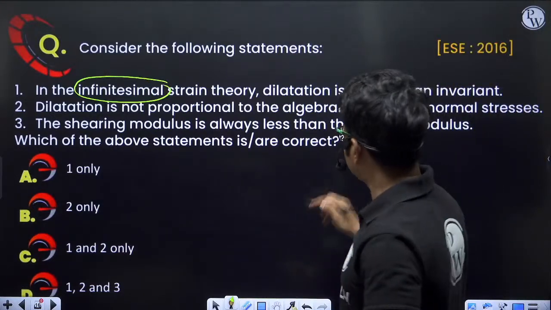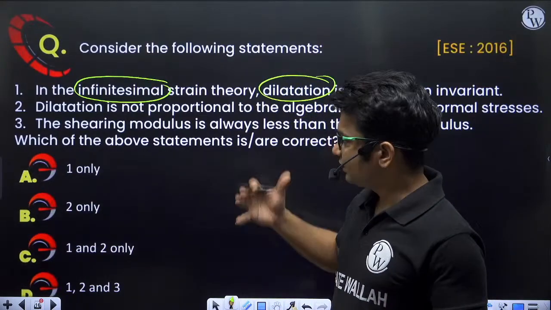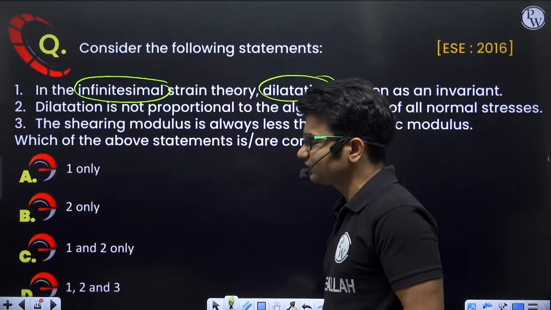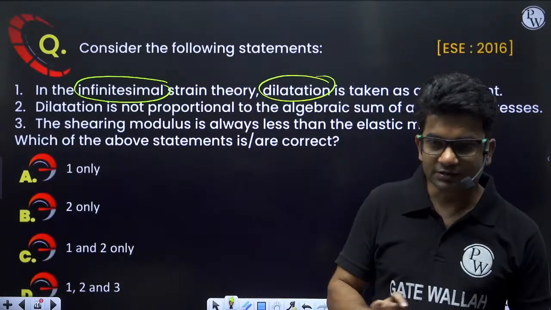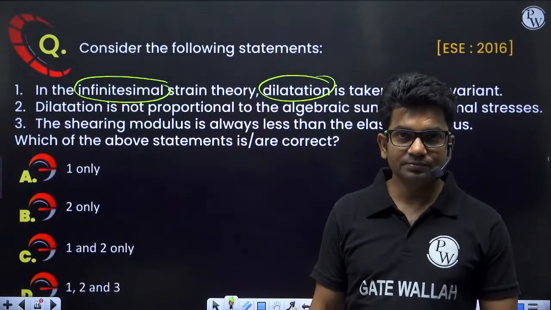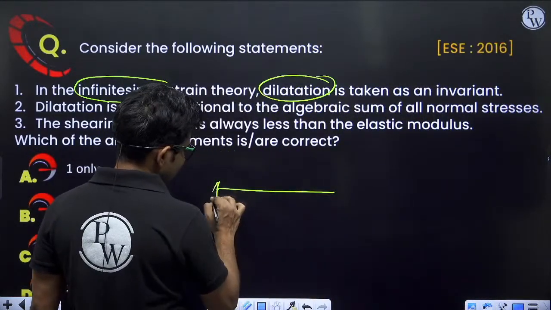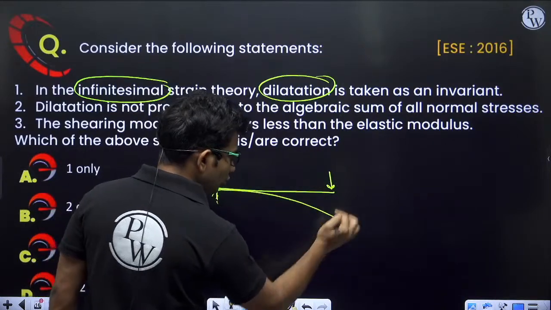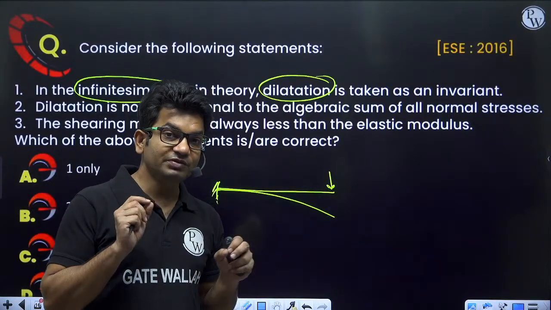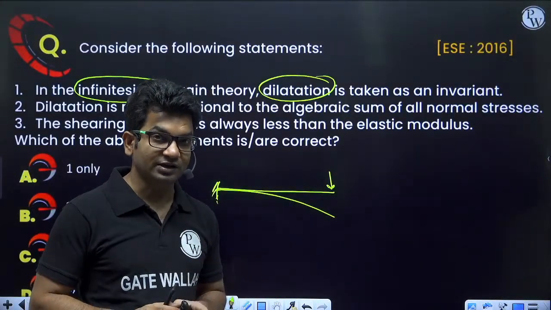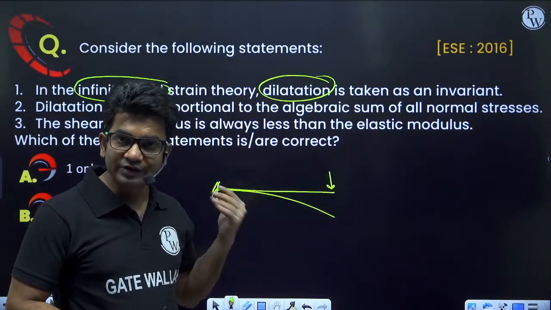What is the meaning of dilation? Dilation is volumetric change or volumetric strain. So when we take strains as very, very small, do we consider the volumetric change? No. When we consider deflections like this, we draw this much deflection, but in actual practice deflection will be infinitesimally small. So the change in volume of this material is also considered zero. We don't consider change in volume.